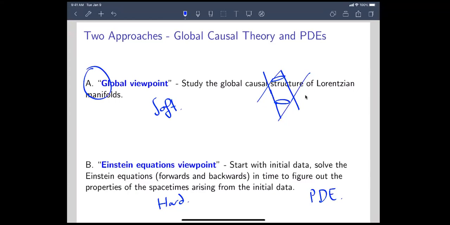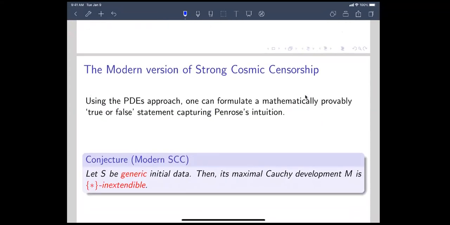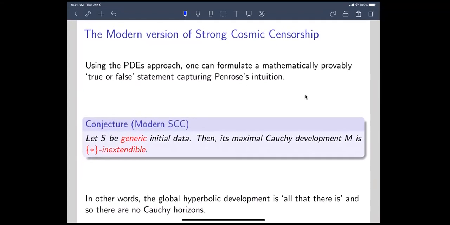And today, strong cosmic censorship is no longer viewed as some statement about whether or not the past of a point on the Cauchy horizon has non-compact intersection with the initial data or the failure of strong causality. Today, the field has gone into a direction where it's purely about PDEs, purely about analysis. And the question is, suppose you had generic initial data. Generic is a word to be made precise given the particular circumstances and assumptions of your problem. So it's a context-dependent term. That's a crucial point, by the way.